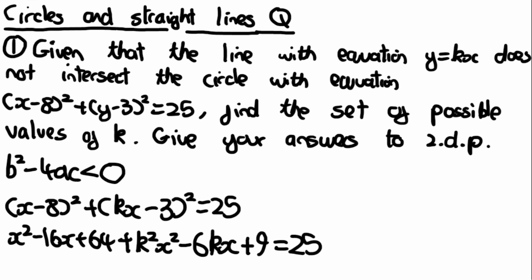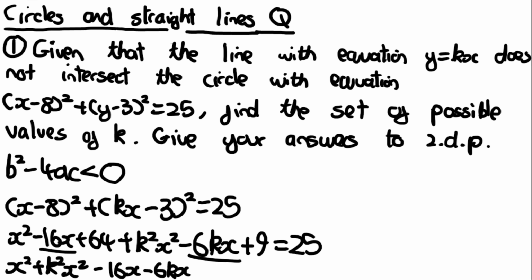We can simplify this. I'm going to put the x squared and the x's next to each other. So this is going to be x² + k²x². These are the x squared terms, and the x terms are the -16x - 6kx. This is the x terms, and it's going to be +64 + 9, which is going to be +73. This is equal to 25.